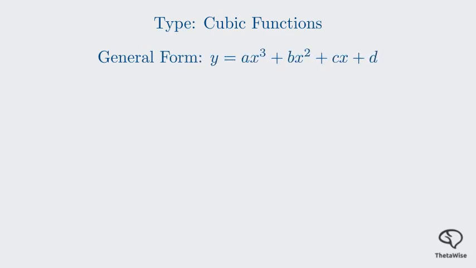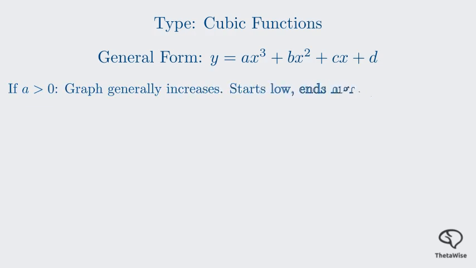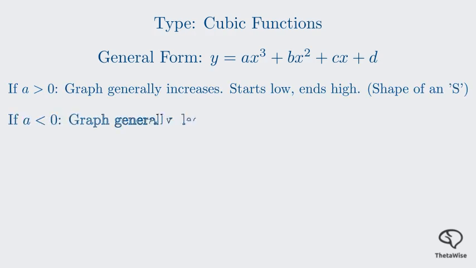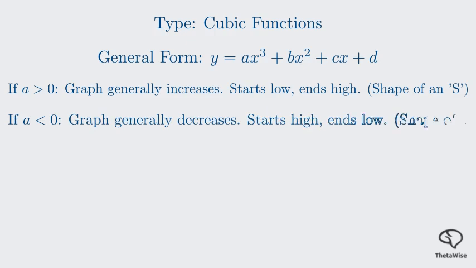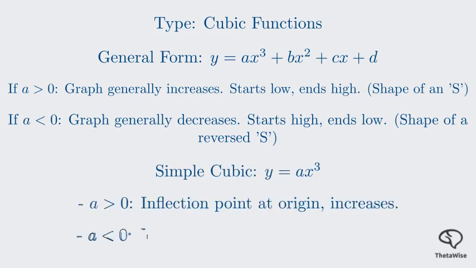The basic shape depends on the leading coefficient a. If a is positive, the graph generally increases as you move from left to right. It starts low, goes up, possibly has a turning point, and then continues up. If a is negative, the graph generally decreases from left to right. It starts high, goes down, possibly has a turning point, and then continues down. A special case is y equals ax cubed.